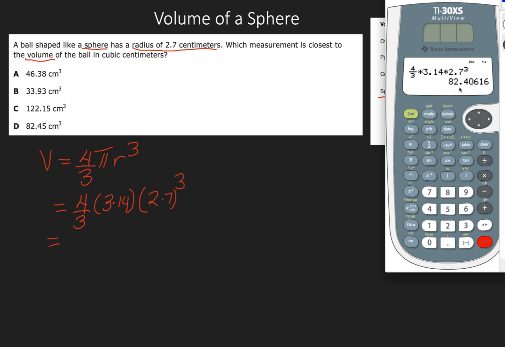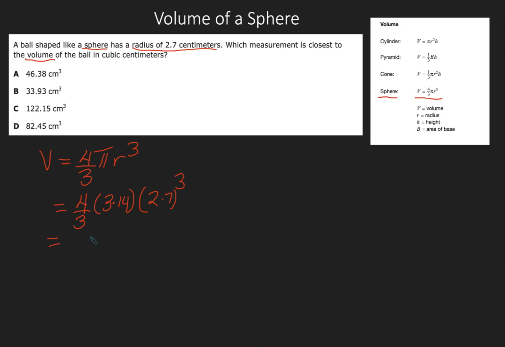But guess what? We still got our answer. So our answer was 82 point, let's see that again, 406. And notice all of their answers were rounded to the nearest hundredth, the zero in the hundredths place, which means that 0 will become a 1. So it's actually 82.41 centimeters to the third power. Even though you estimated pi, notice this is your answer. The beauty about the TASC test is that all the answers are very far apart. You don't have two answers that are very close.